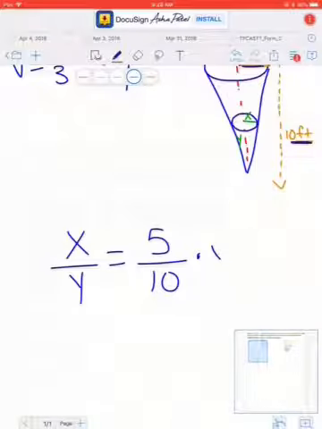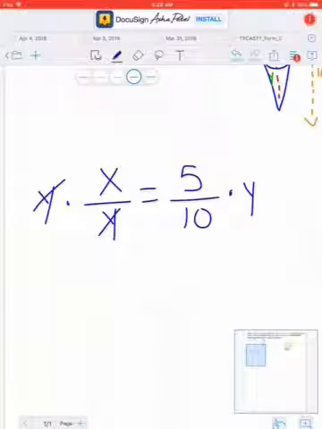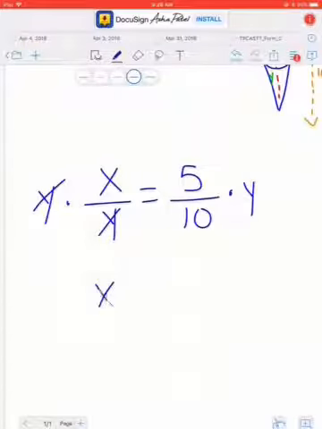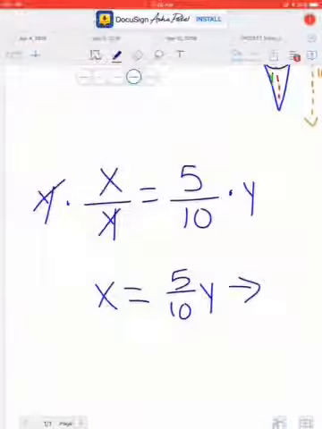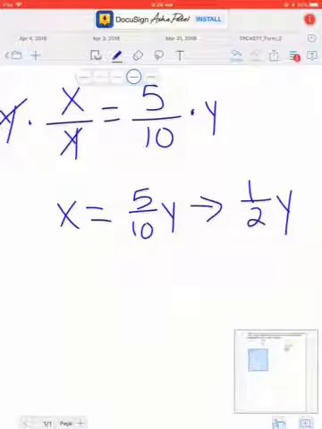So first we're going to multiply both sides by y. The y's will cancel, and you'll have x equals 5 over 10 y, which then reduces down to 1/2 y. So after you get that, you're going to plug what you just solved for x into your equation.